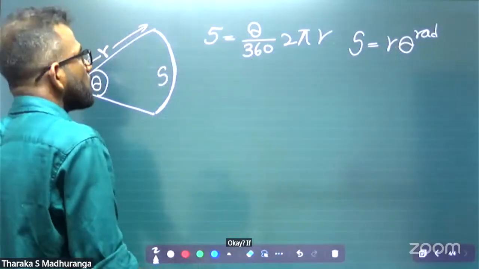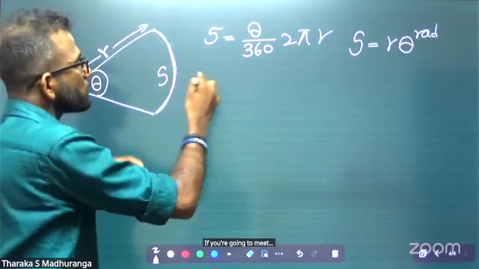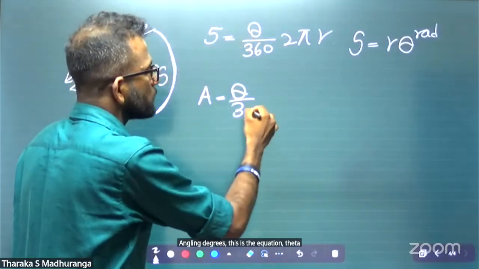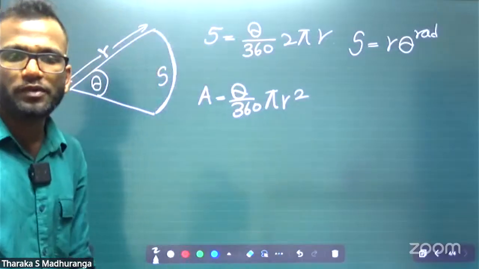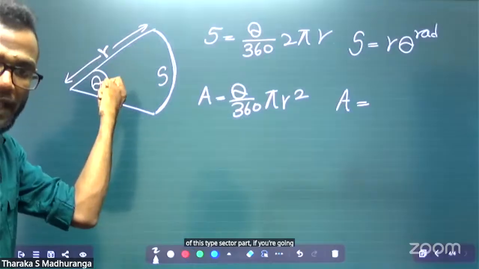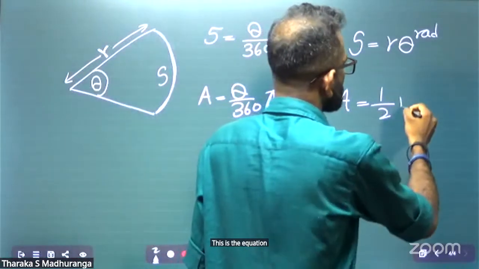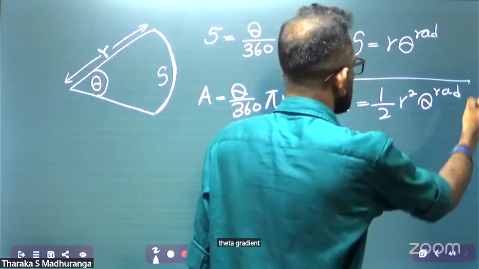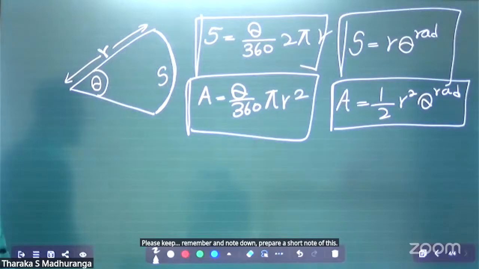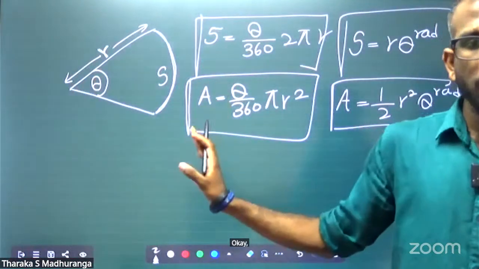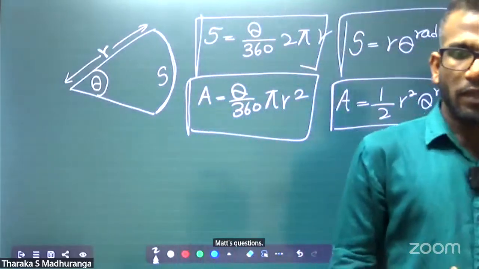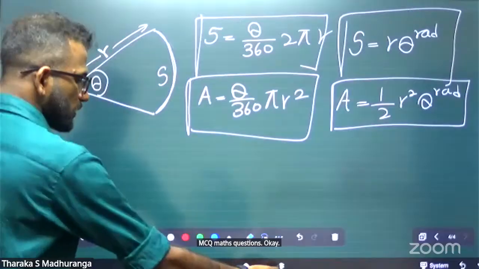Okay, if you're going to calculate the area of this type of sector, if you use angle in degrees, this is the equation: theta over 360 times pi r squared. If you use angle in radian, this is the equation: half r squared theta radian. Please remember and note down, prepare a short note of these four equations. They are the frequently used equations for essay and MCQ math questions. Okay, note down quickly.